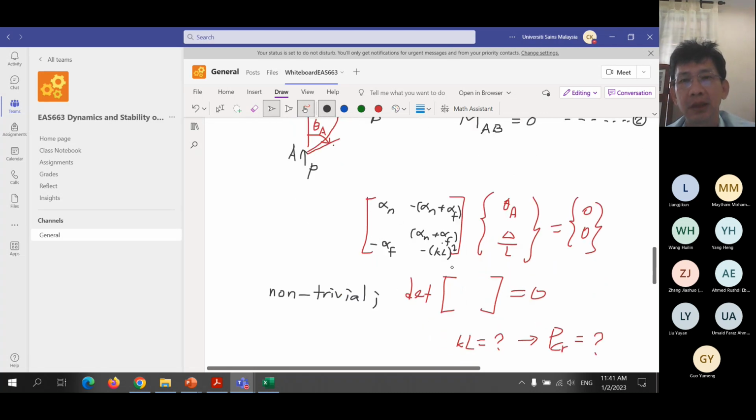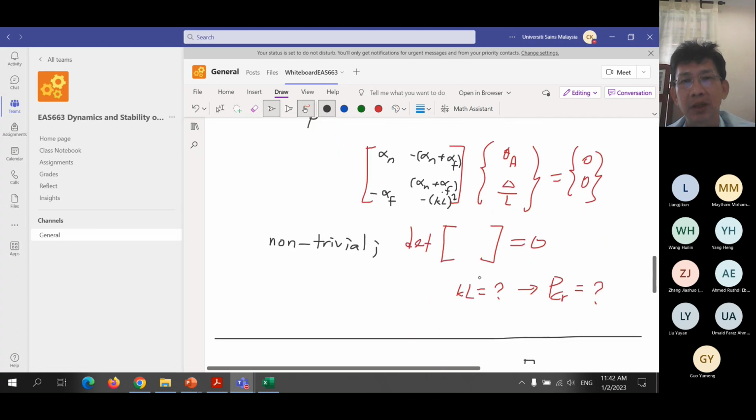Then to find the determinant of this 2 row 2 column matrix will be this multiplied with this minus this. Okay. This one multiplied with this whole thing minus this multiplied with that, make them equal to 0. Okay. So this is a very lengthy equation involving alpha n and alpha f and also KL. So that is this equation that we need to solve to get KL.